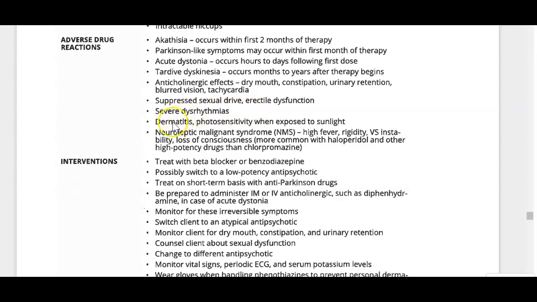It can cause severe cardiac dysrhythmias, and then another big, major one, because it can be lethal, is neuroleptic malignant syndrome. This is when there are high fevers, muscle rigidity, vital sign instability, and loss of consciousness, and this is more common with Haldol.